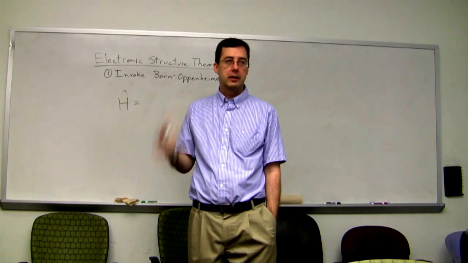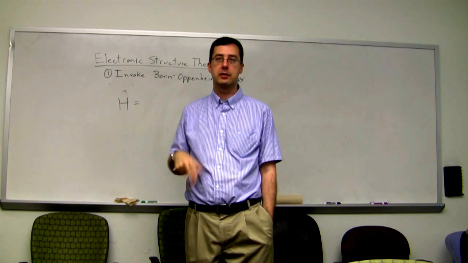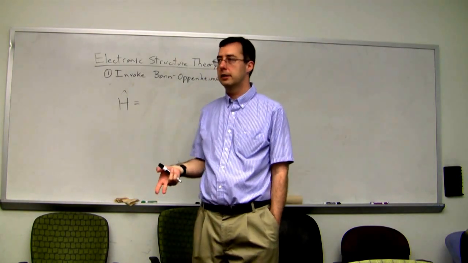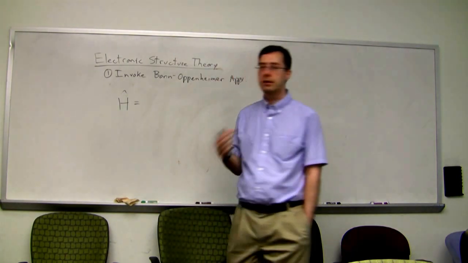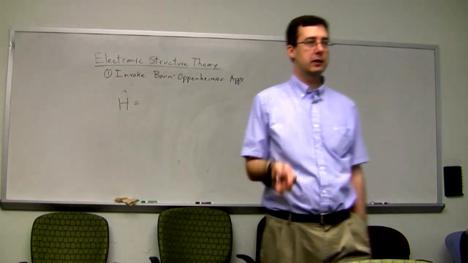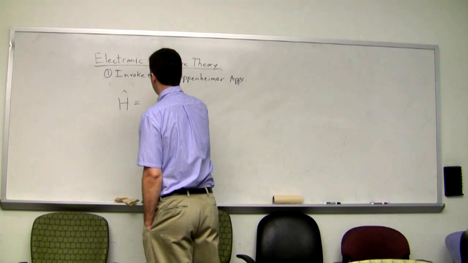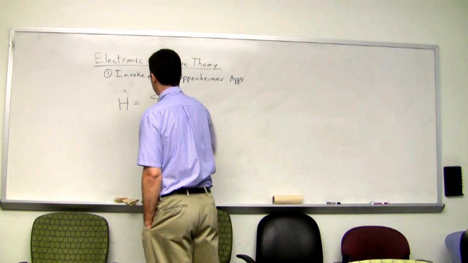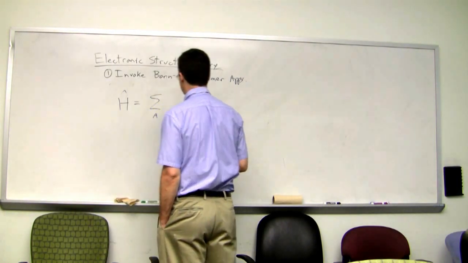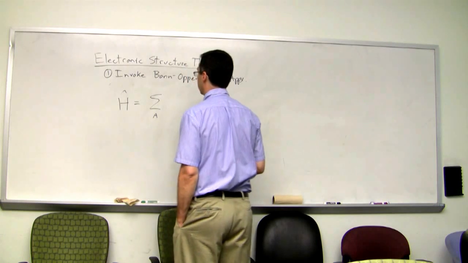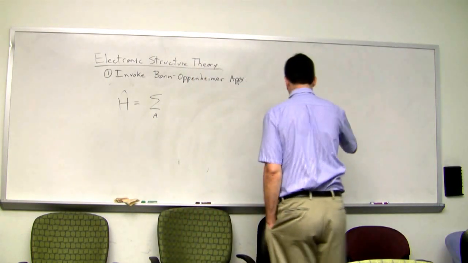It involves kinetic energy and potential energy. What's the kinetic energy? Well, you have kinetic energy of electrons and you have kinetic energy of nuclei. So the nuclei I'm going to denote with capital A. In fact, maybe I'll draw a little diagram here somewhere. Let's see. Maybe over here.